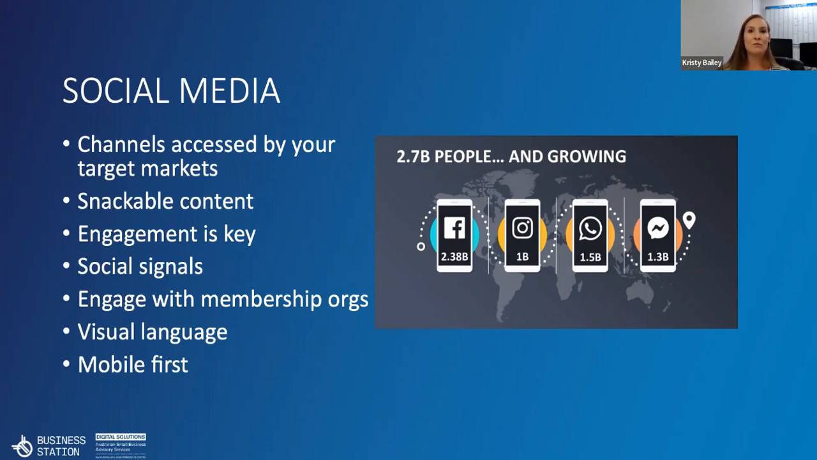Make sure that you are really only appearing and focusing your efforts where your target market is. So think about what people matter the most for you and be there. Build content for them. It should be snackable content, which is content that's bite-sized, easy for them to digest and want to know more. Because engagement is really what you're after.